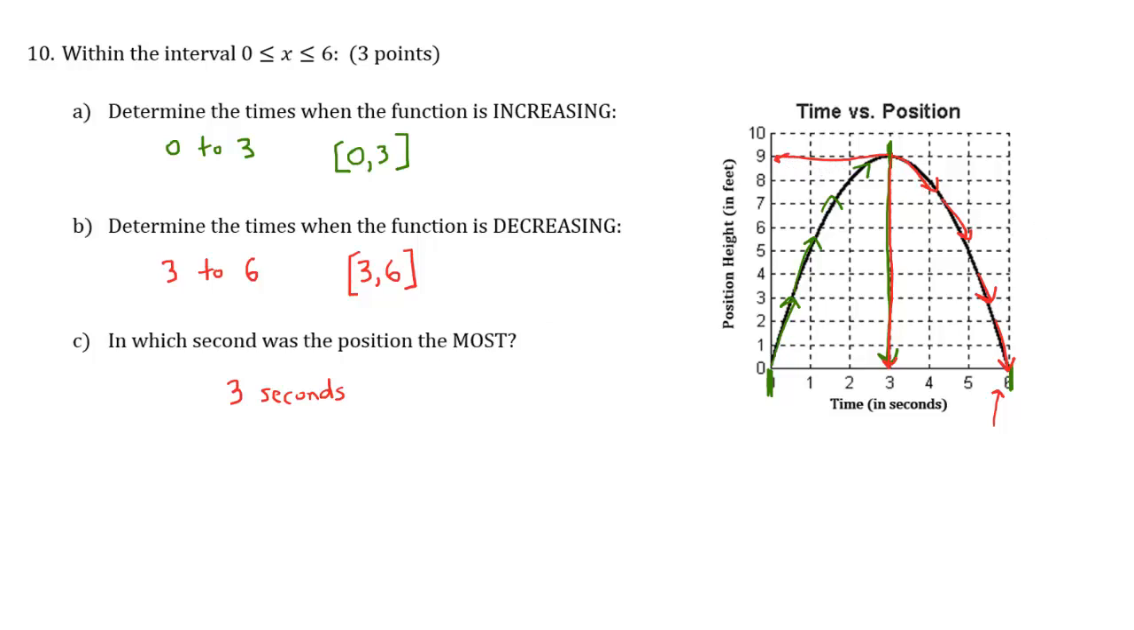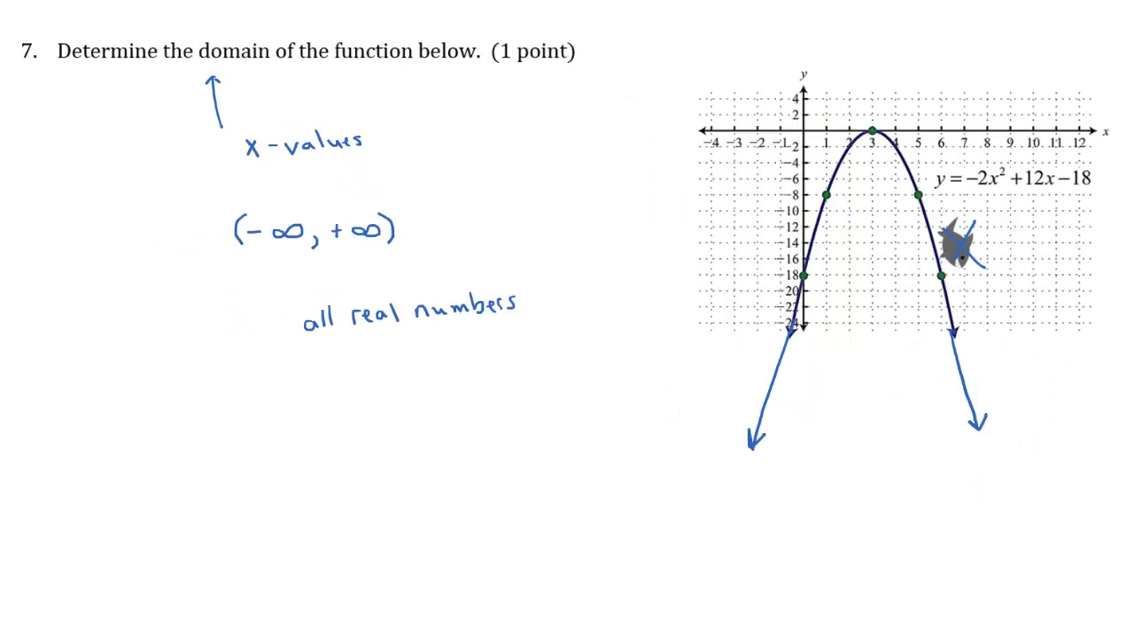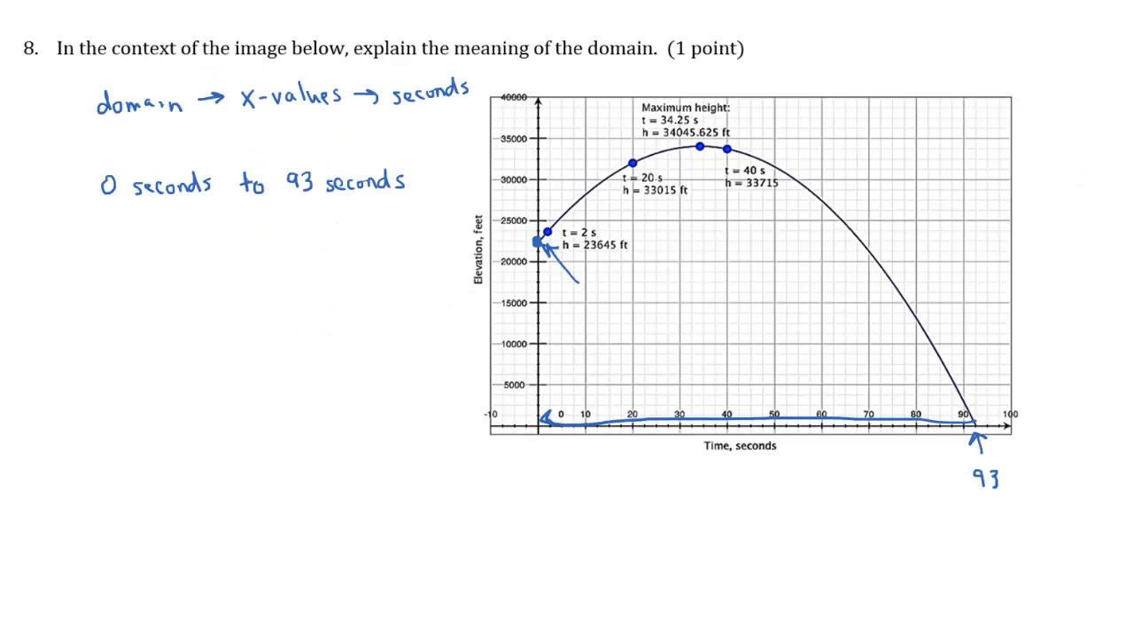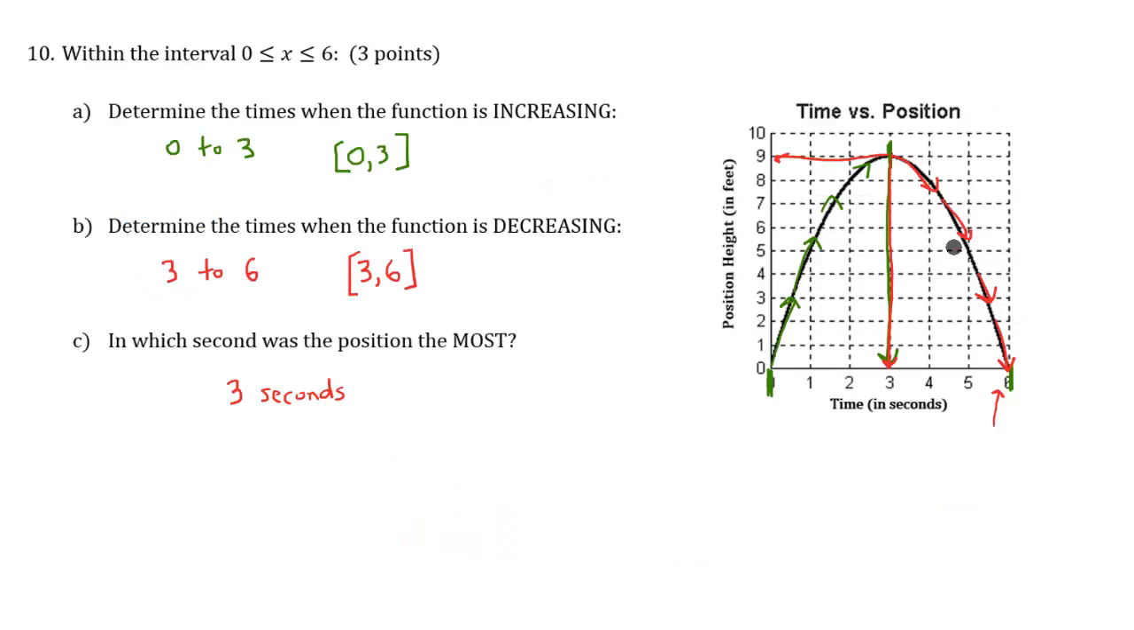So to recap, we started with question number 6, and we wanted to figure out the interval where we were decreasing. Number 7 was looking for the domain. Number 8, we're explaining the meaning of the domain. Number 9, we found the domain for this real world situation. And number 10, we are looking at parts of this graph where it was increasing and decreasing, as well as the maximum value.